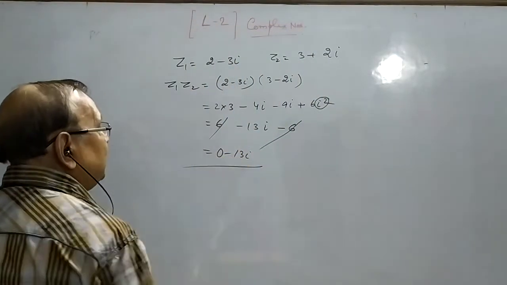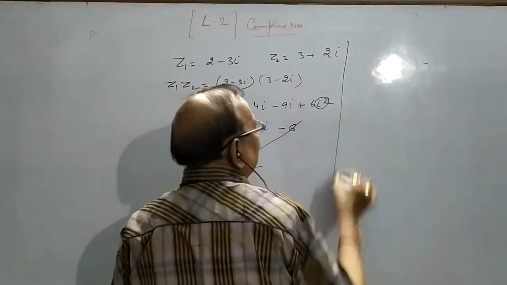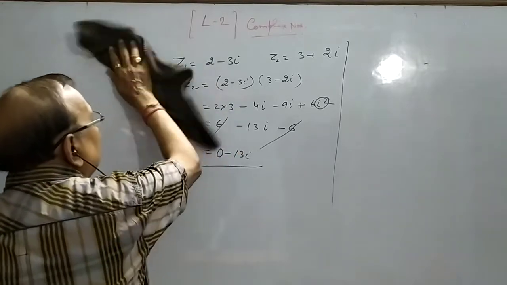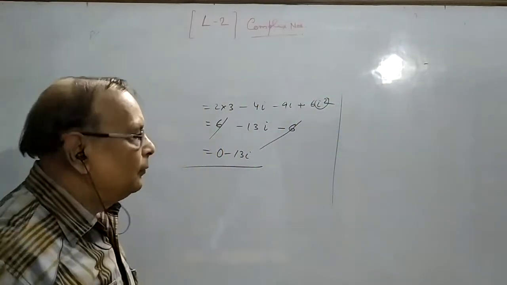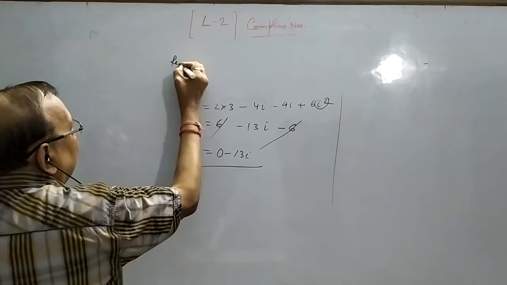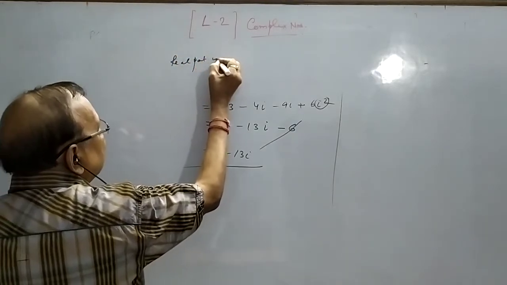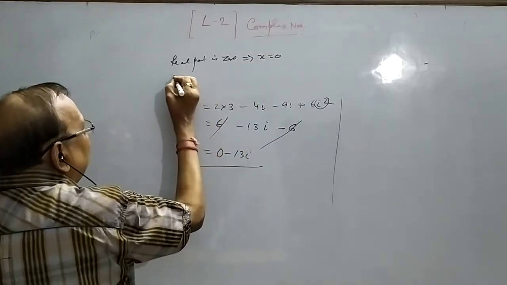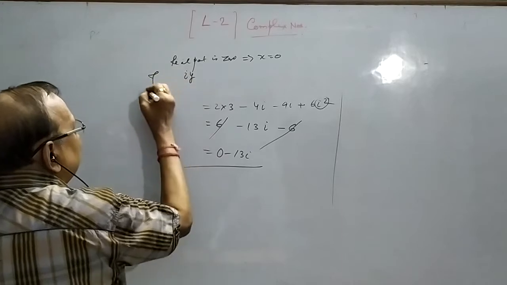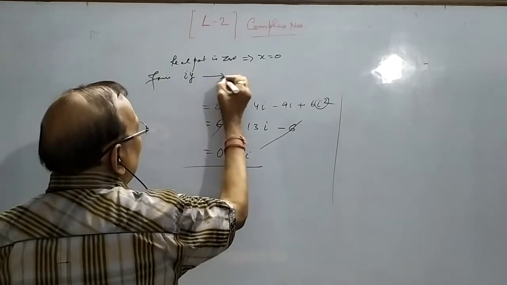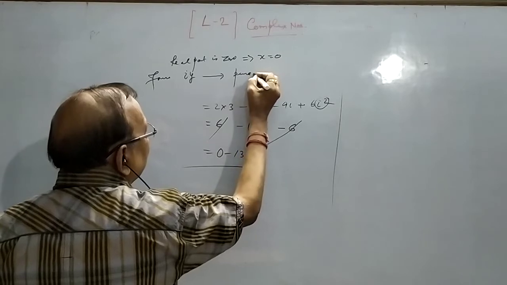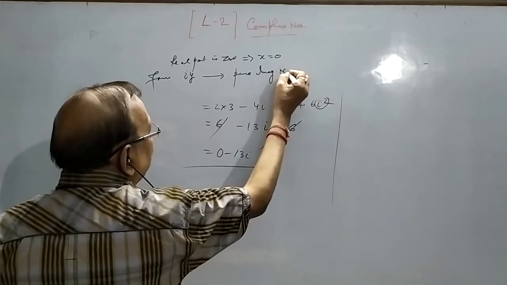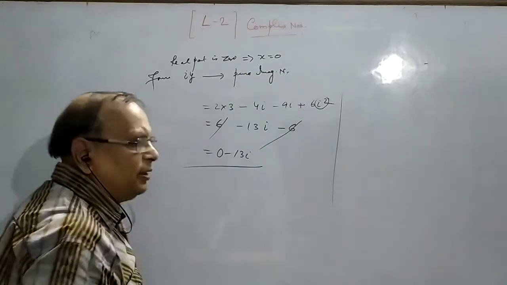Now, there is some definition. In a complex number, if the real part is 0, that is x is equal to 0, it will be of the form iy, and that is called pure imaginary.